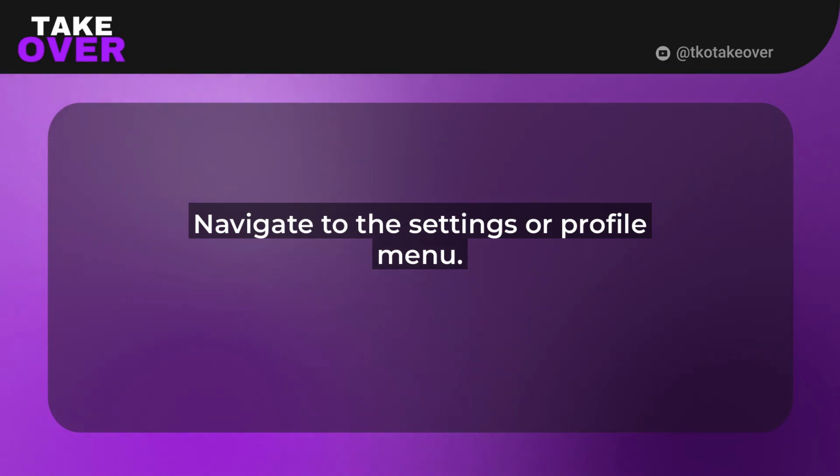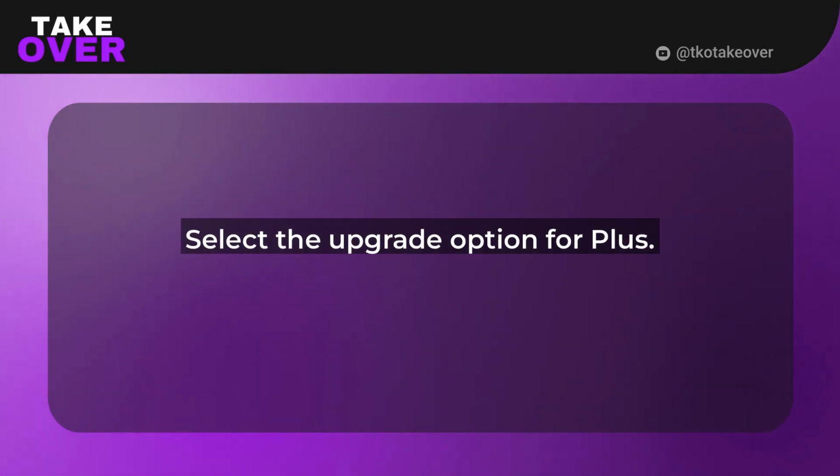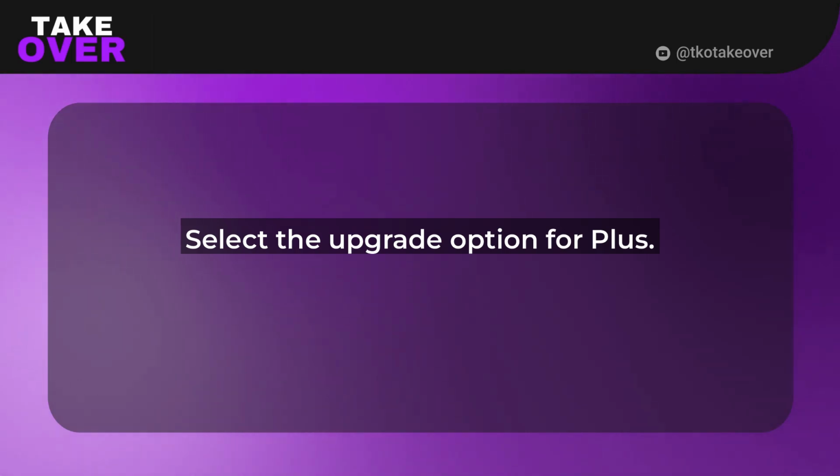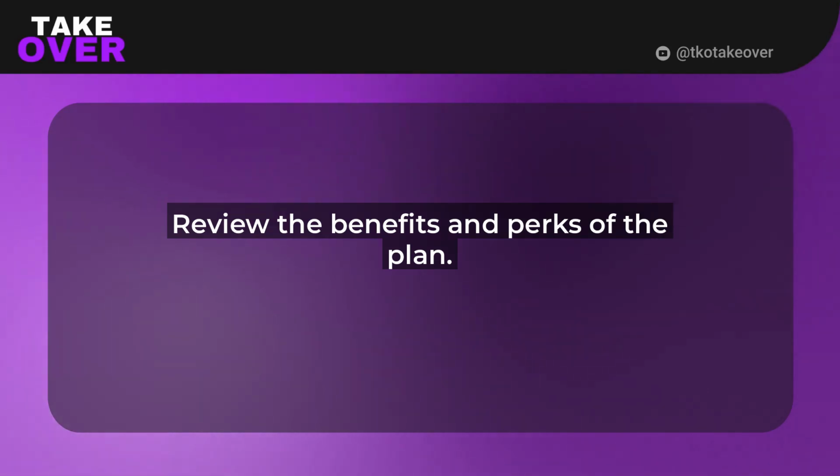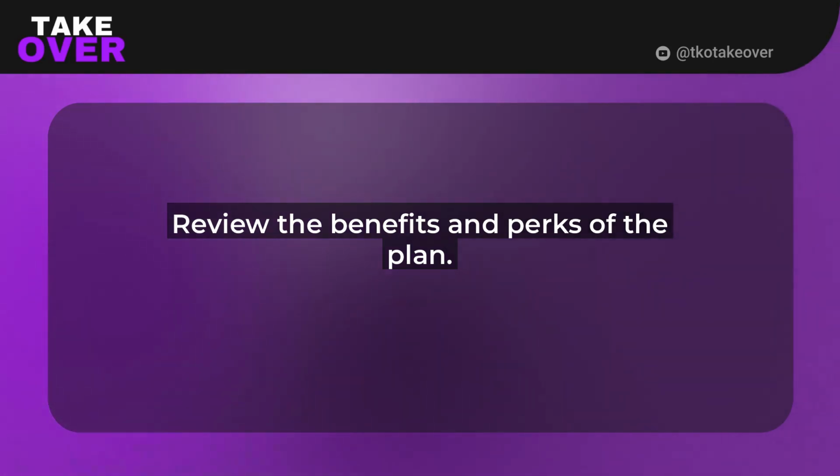Next, click on Account Settings or Subscription. It might vary slightly depending on the version you're using. Here, you'll see an option that says something like Upgrade to Plus. Go ahead and select that. EveryDollar will then show you all the awesome perks of the Plus plan, like zero ads and detailed financial insights. If you're sold, hit the Upgrade Now button.